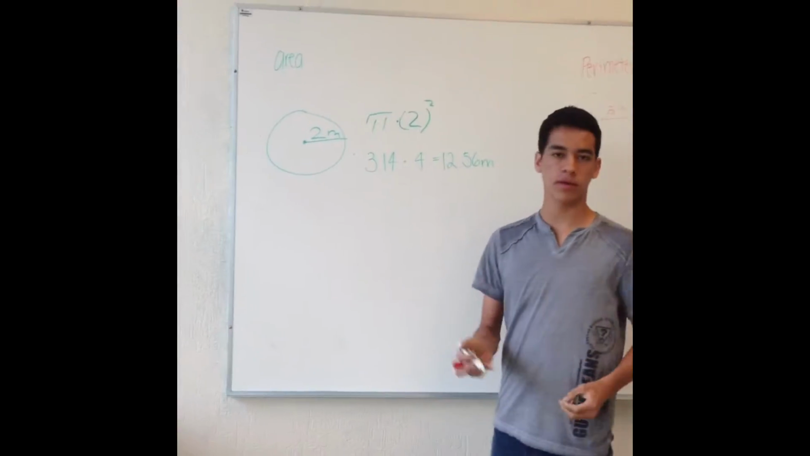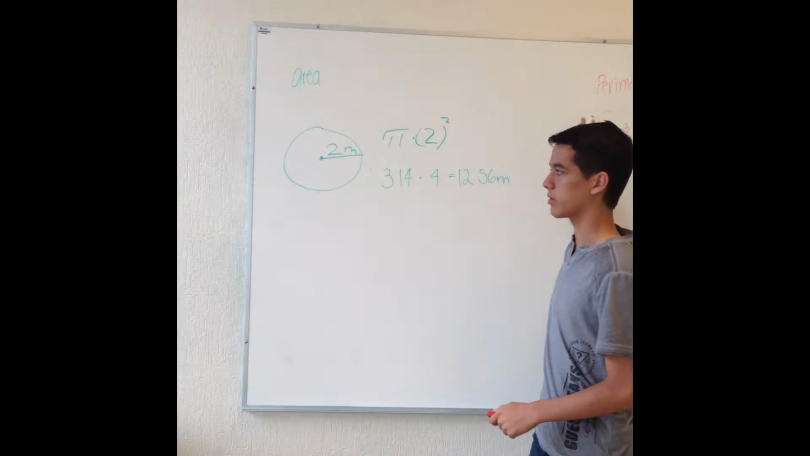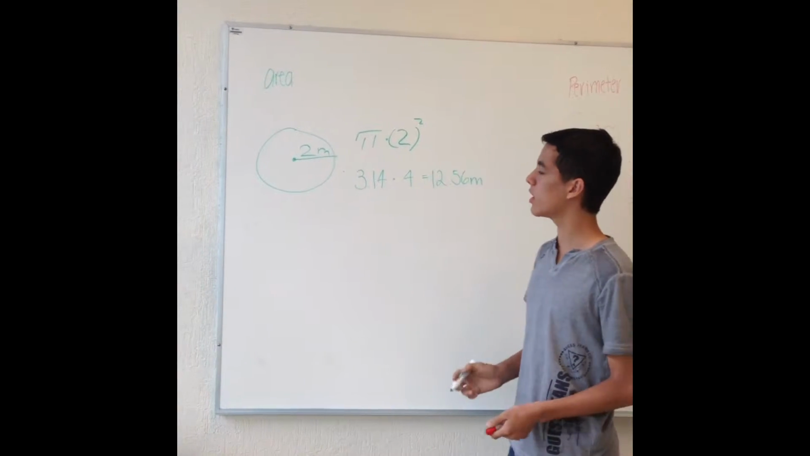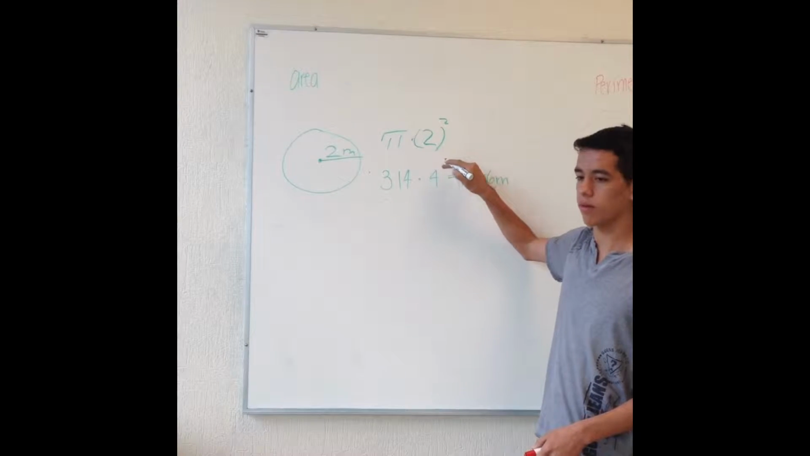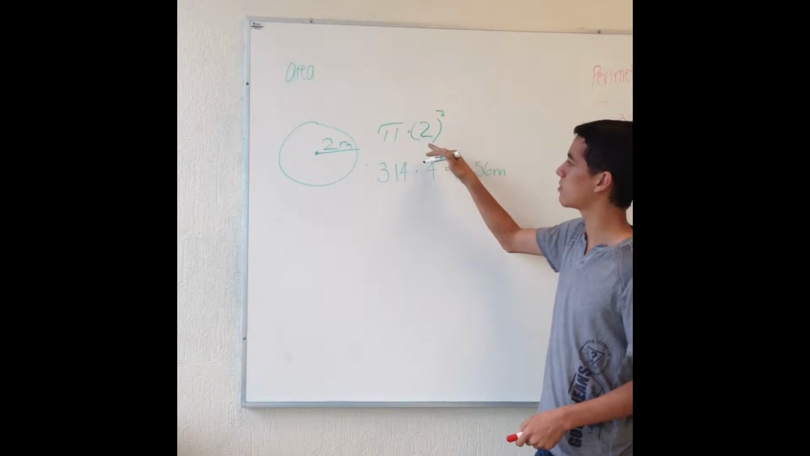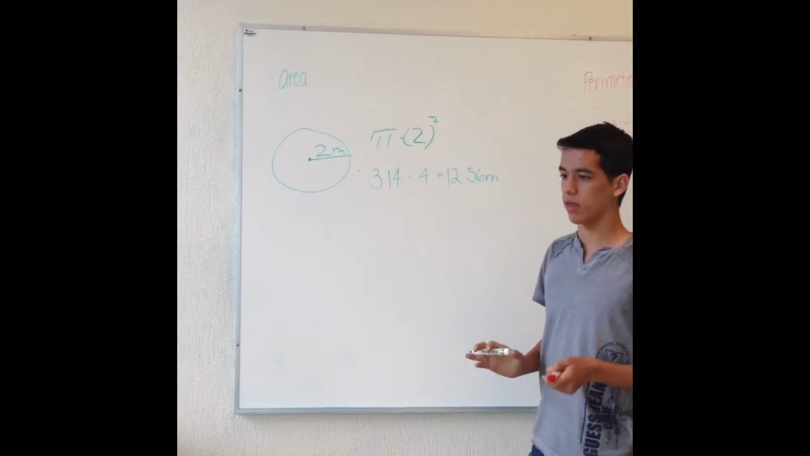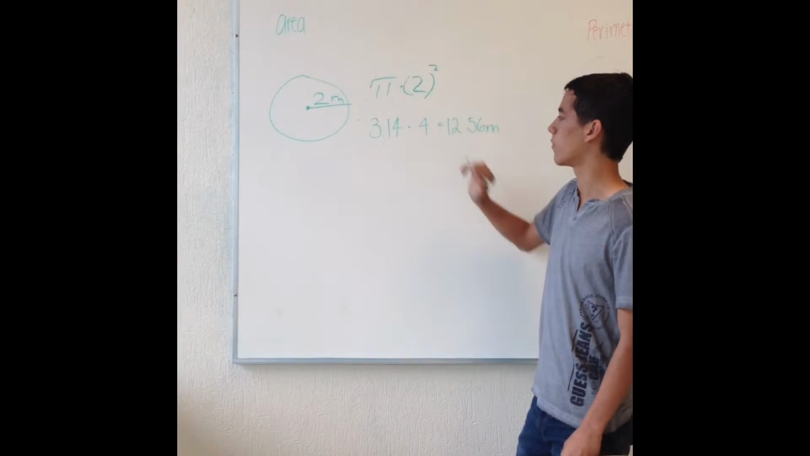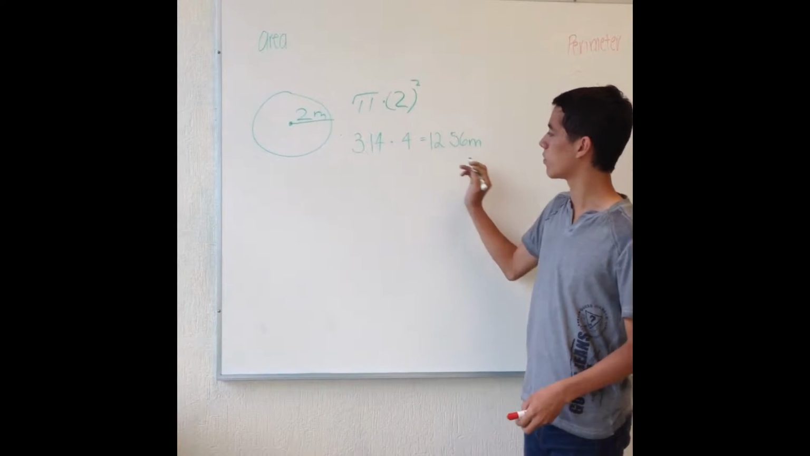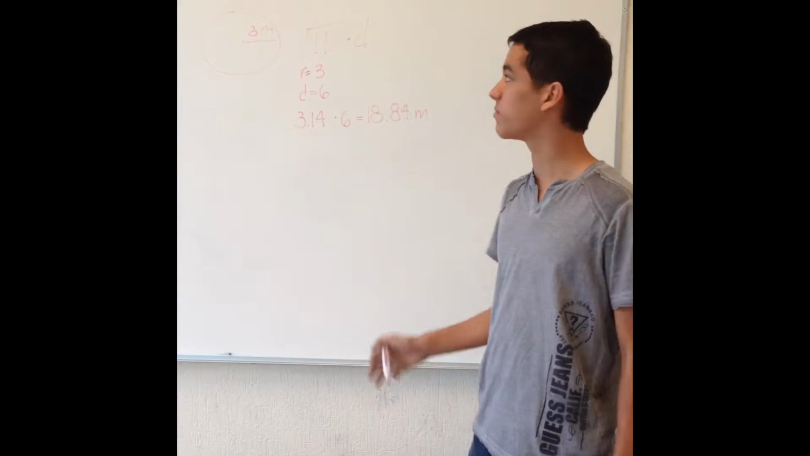Okay, so there are two ways to use pi. One is the area and the other one is the perimeter. First, the area. The area is when you use pi multiplied by the radius squared. In this case, the radius is 2. So you multiply 3.14, that's the reduced value, by 4, which gives you 12.56 meters.